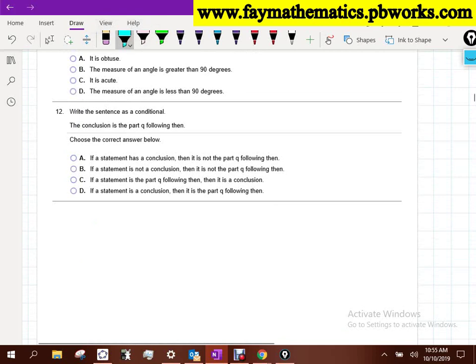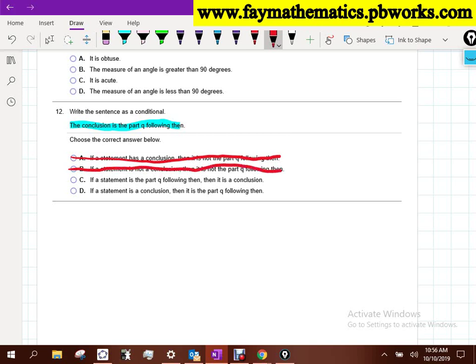Here, I think the best thing to do is to look at this phrase and then say, okay, which one of these A, B, C, or D says this? So it says the conclusion is the part Q following then. Okay. So if a statement has a conclusion, then it is not the part. If I read that, that doesn't make any sense. Nowhere in this does it have the word not. If a statement is not, so again, there's no not in the blue.